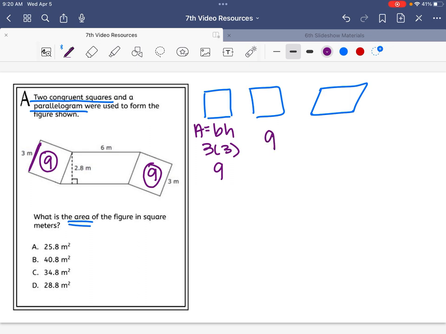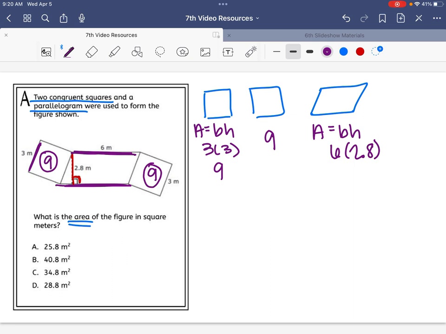And then now all we have left is our parallelogram. When I look on my formula chart, I see the formula for area of a parallelogram is area is equal to base times height. And the length of my base, which is going to be that parallel side, is 6, times the height, which I know has to make this 90-degree angle. So the height is 2 8/10. So we're just going to multiply that.